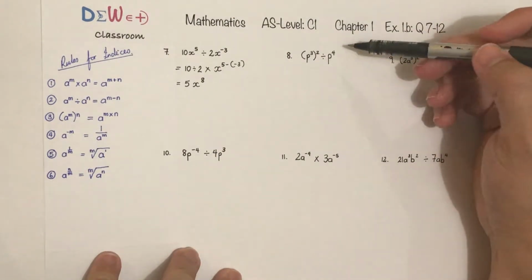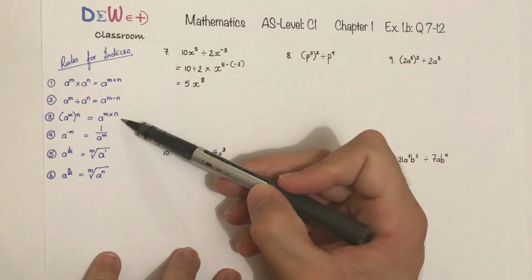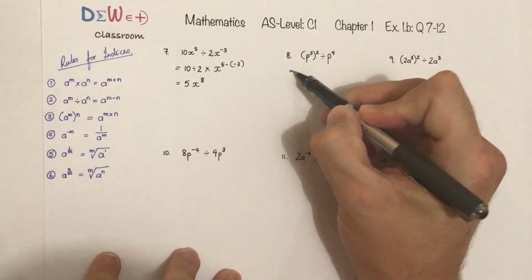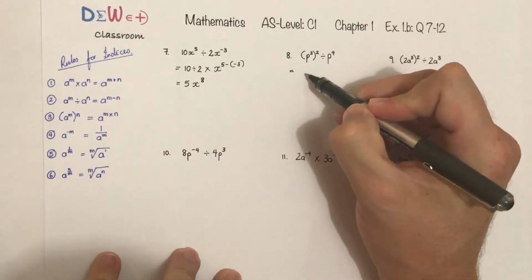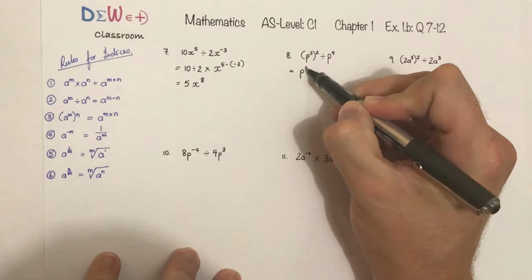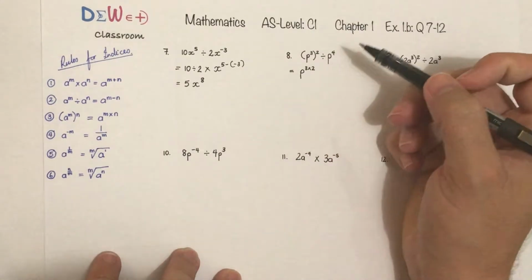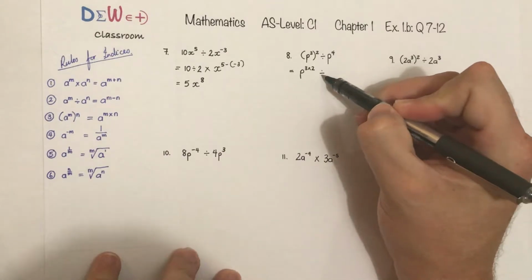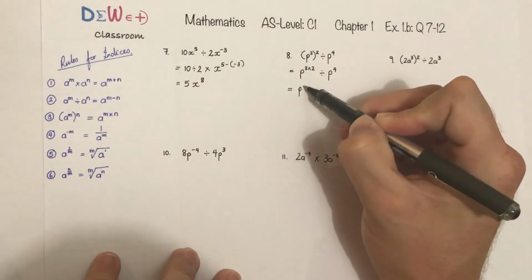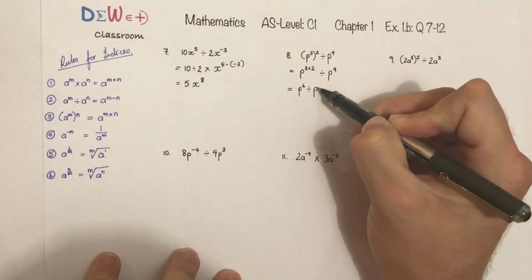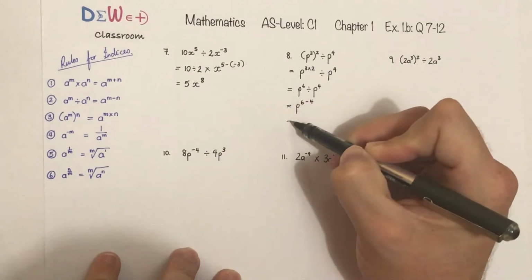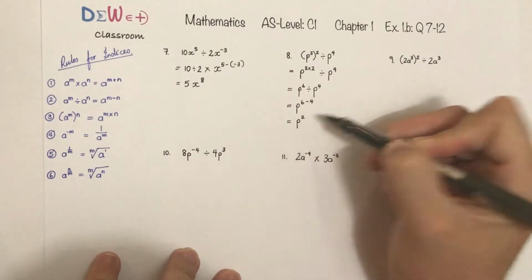Question number 8, you can see this is a combination of indices rule number 3 and indices rule number 2. So we will start by solving the first term here. So we start p to the power 3 multiplied by 2. So we will have p3 multiplied by 2, and that is according to rule number 3. Divide by p to the power 4. So here we have p to the power 6 divide by p to the power 4, and that is p6 minus 4, resulting in p squared.